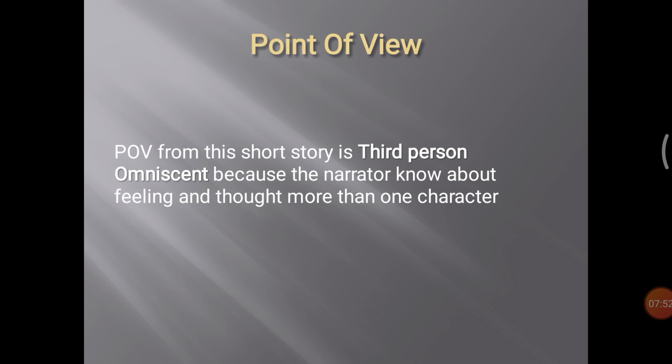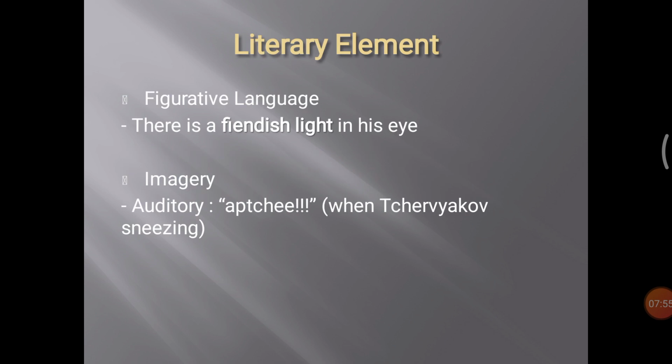And then the next analysis is about literary elements. In this story, there are figurative language and imagery contained in the story. As we can see here, an example of figurative language is "there is a faintish light in his eye", which this sentence is included in figurative language. And then an example of auditory imagery, or sound, is the expression "upchi."